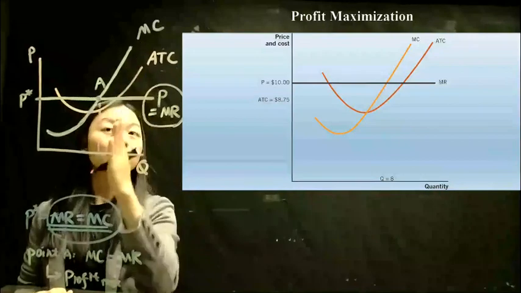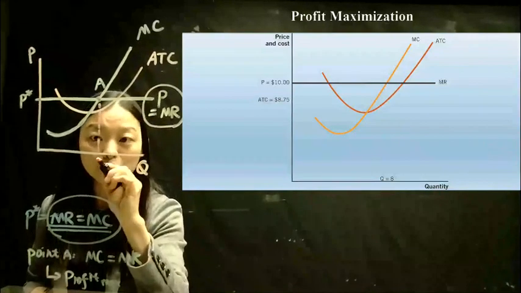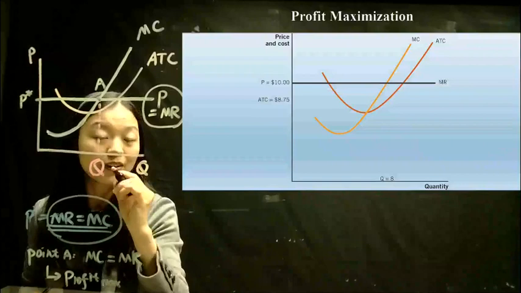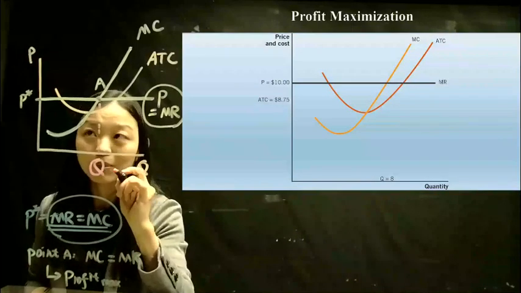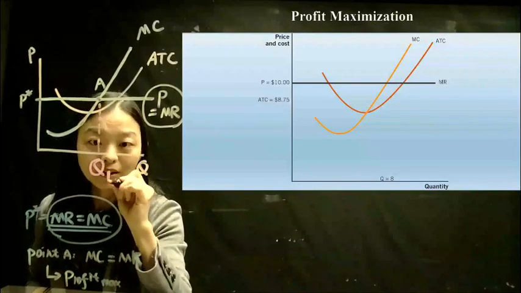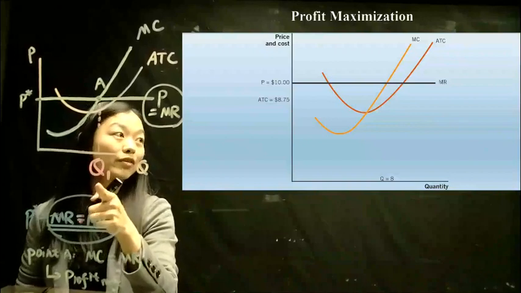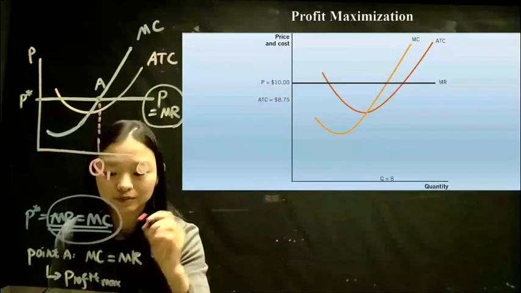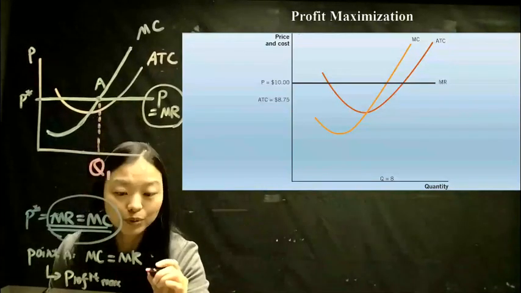And then what you can do now is draw a vertical line, okay? Mark this one as the profit maximization output. I mark it as Q1, okay? So Q1 will be the profit maximization output. Here we have Q1.